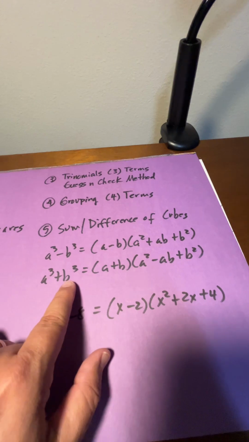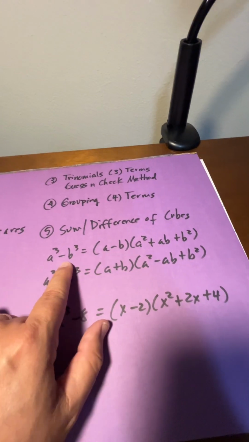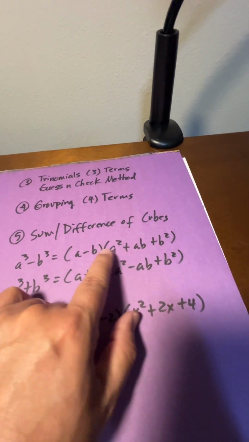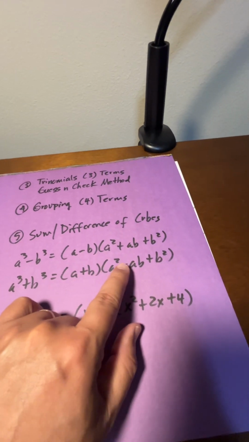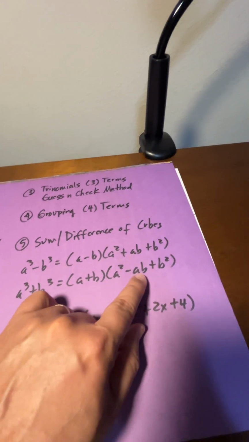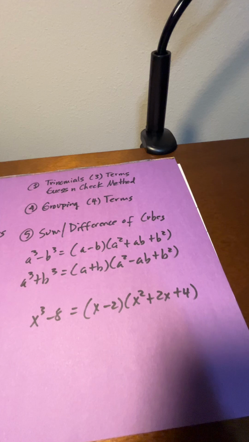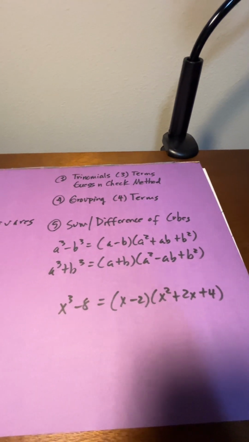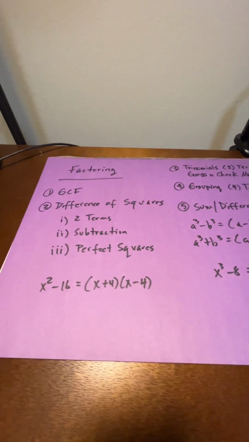So this is plus because this is plus, this is minus because this is minus, this is plus because it's the opposite of that, and this is minus because that's the opposite of this, but they both end in plus or positive. Well, that's just a quick rundown of the methods.